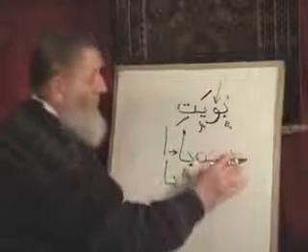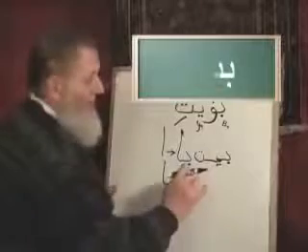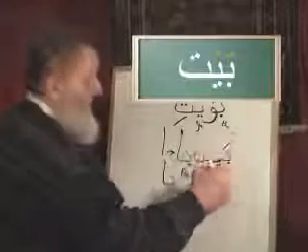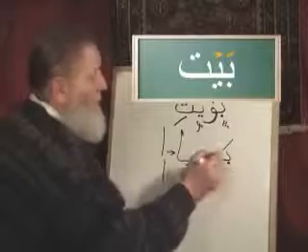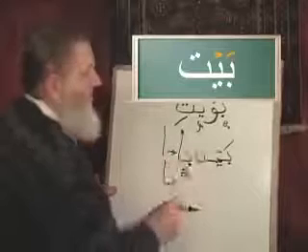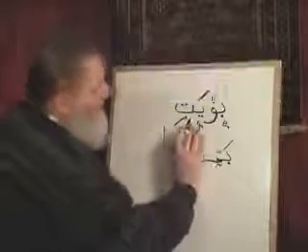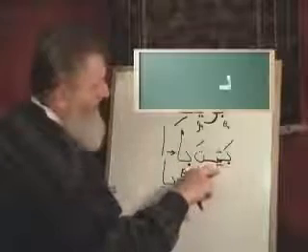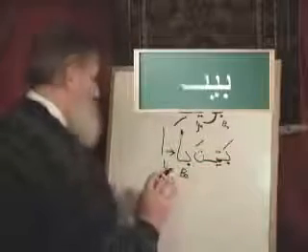And by the way, it works that every other letter gets a sound. Not always, but in this case, this one gets Ba. This gets a sukoon. What's a sukoon? Sukoon means don't pronounce it, but give it some value anyway. This is bait. Bait, house. Bait, house.